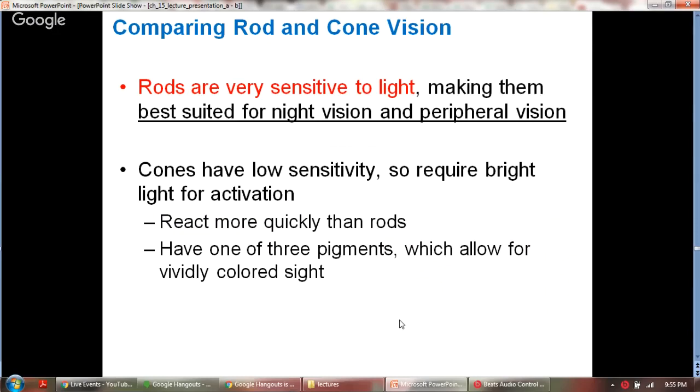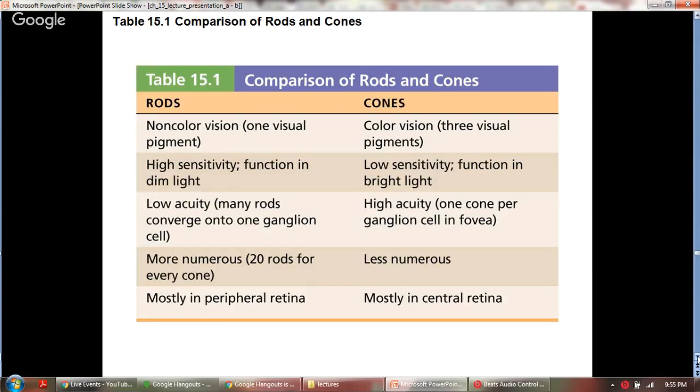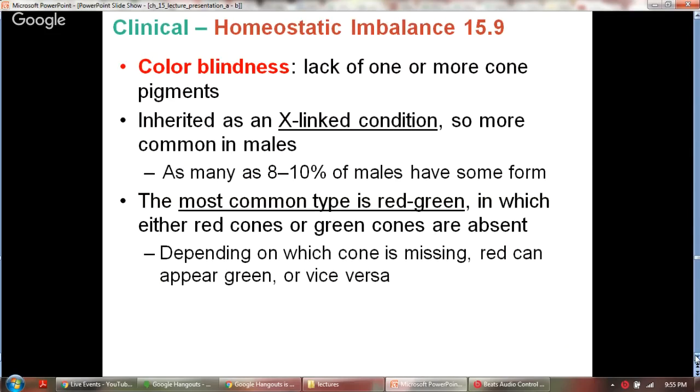Rods are very sensitive to light, making them best suited for night vision and peripheral vision. Cones have low sensitivity, so they require bright light for activation, and cones can react more quickly than rods and have one of three pigments which allow for different colored sight. So here you would see a table which shows the comparison of the rods and cones. I would like you to refer to this table and look at the similarities and the differences.